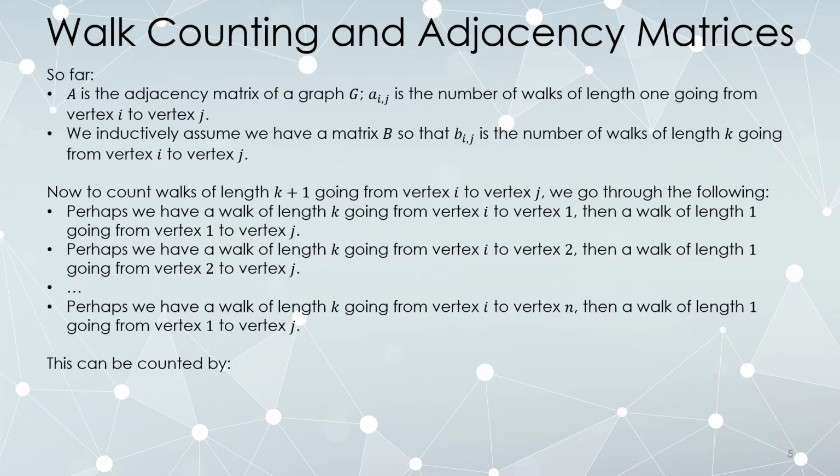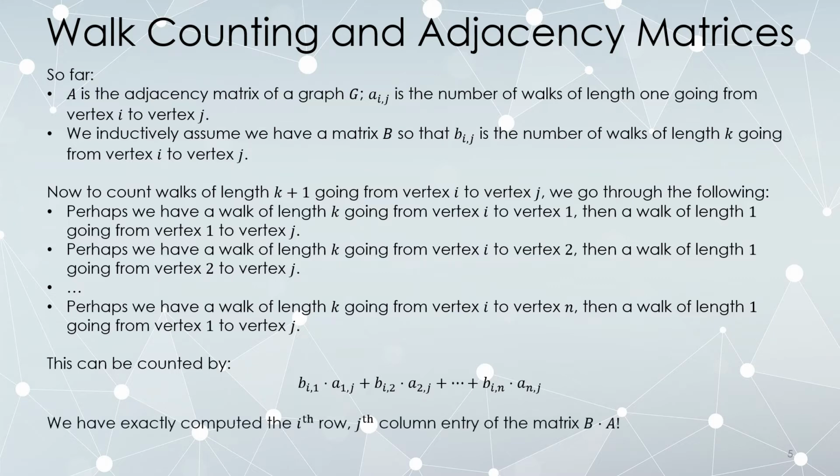So this can be counted in the following manner. What we have here is the following sum. B sub i1 is how many walks of length k go from vertex i to vertex 1, and then how many walks of length 1, given by the adjacency matrix, go from vertex 1 to vertex j. Or perhaps I could have done a length k walk from vertex i to vertex 2, and then a length 1 walk from vertex 2 to vertex j. Or, etc., or perhaps I did a length k walk from vertex i to vertex n, and then a length 1 walk from vertex n to vertex j.